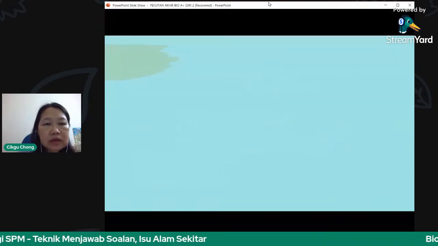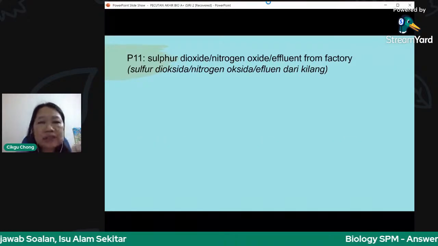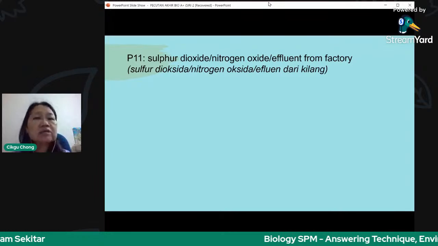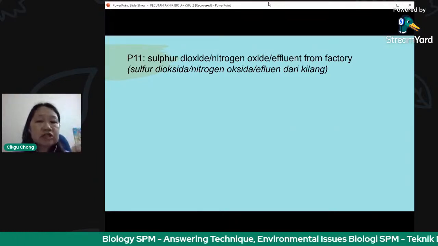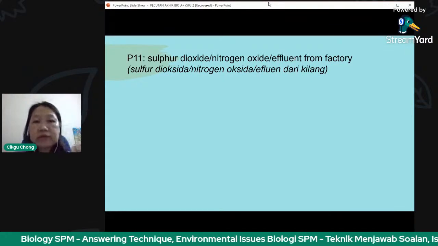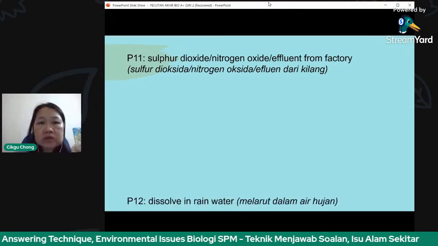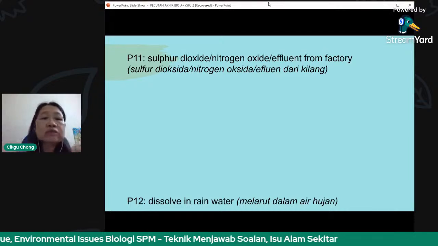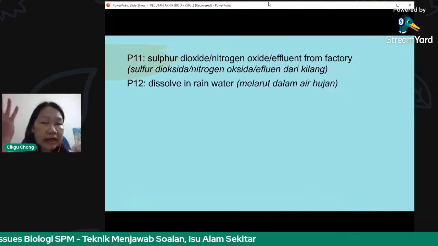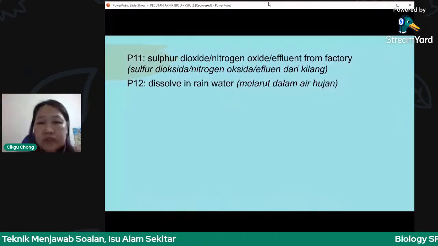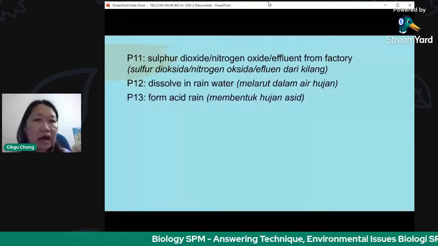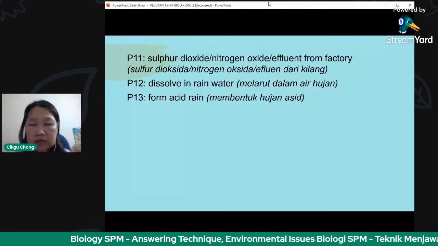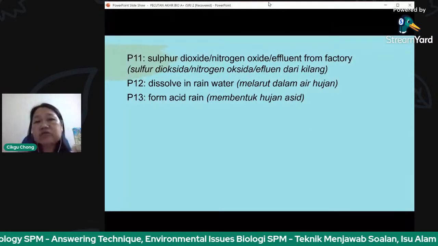Next one. Again, some more. There's a lot of points. So you can be more technical, because some factories will produce sulfur dioxide, nitrogen oxide, or nitrous oxide effluent from the factory. All this will be released into the air. Then it will dissolve in the rainwater, and the next thing to say is you will get acid rain. So acid rain is because of these two gases, not other gases. Don't talk about carbon monoxide and other things, not carbon dioxide. It is sulfur dioxide and nitrous oxides.